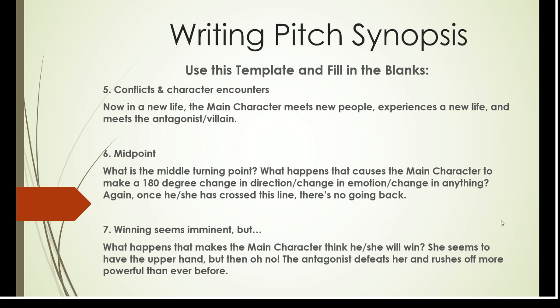Okay. Then for number 7, winning seems imminent. What happens that makes the main character think he or she will win? She seems to think she has the upper hand, but oh no, the antagonist defeats her and rushes off more powerful than ever before. So that is where they get defeated. They feel like there's almost no hope, and they get disappointed. This is usually at the end of the second act, before the final showdown and the resolution. So they look like they're not going to get what they want right here. And so you have to do that with your character. Show that they're not going to get what they want.